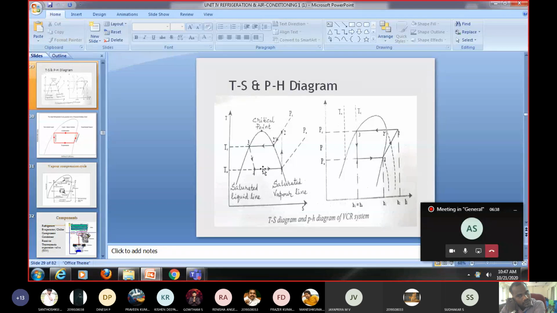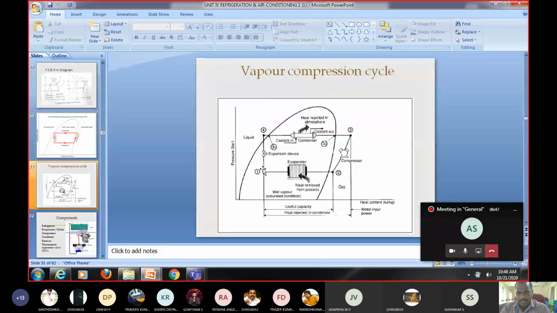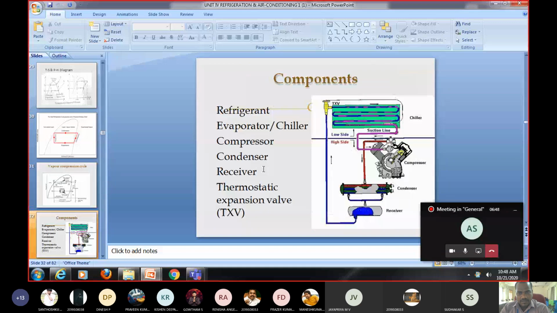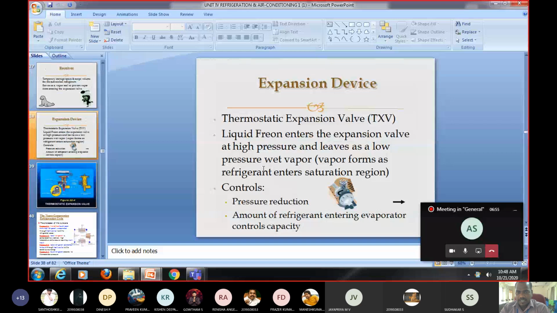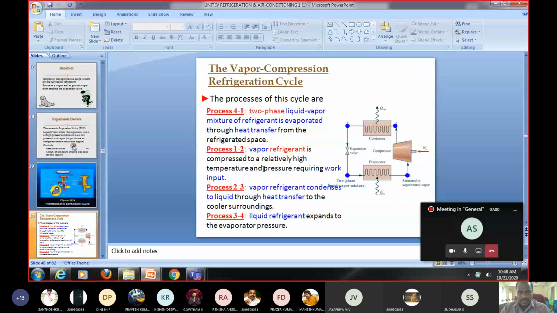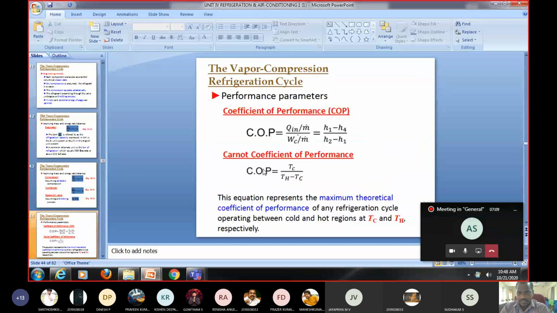In this we have two isentropic processes and two isobaric processes. Then we discussed the components. The expansion device used here is the thermostatic expansion valve. Then the other VCR cycles, the thermodynamics of VCR cycles, and the formulas involved in the VCR.